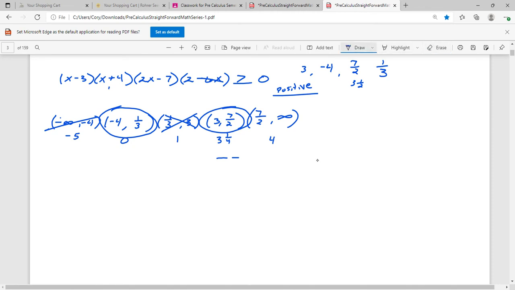So if I put 4 minus 3, I'm going to get negative 1. 4 plus 4 would be positive 8. 4 times 2 would be 8 minus 7, that would be positive 1. And then 6 times 4 is negative 24. And positive 2 would be negative 22.